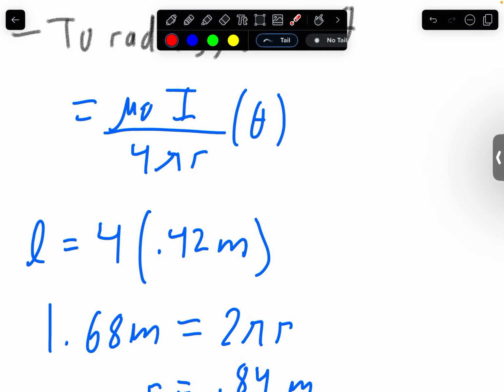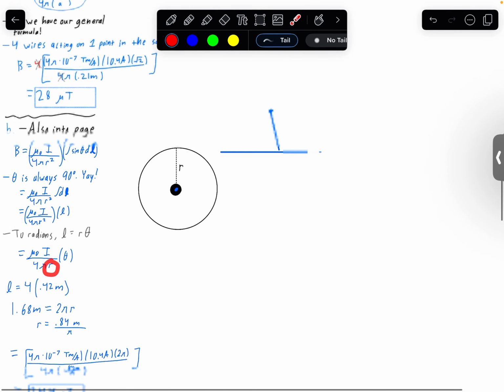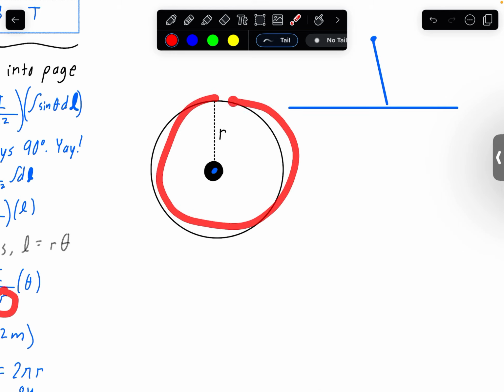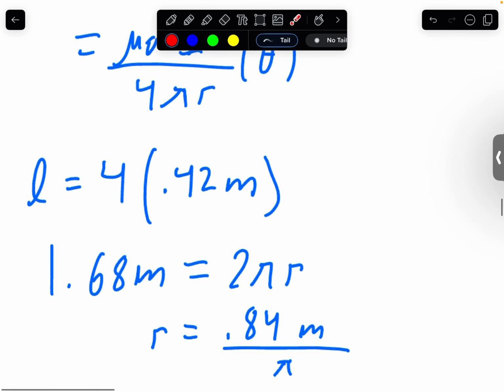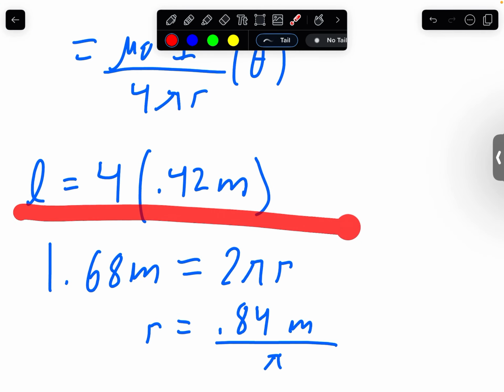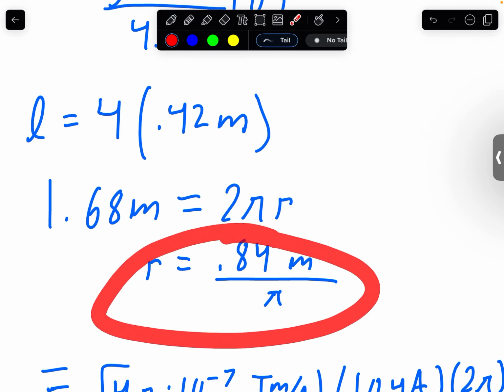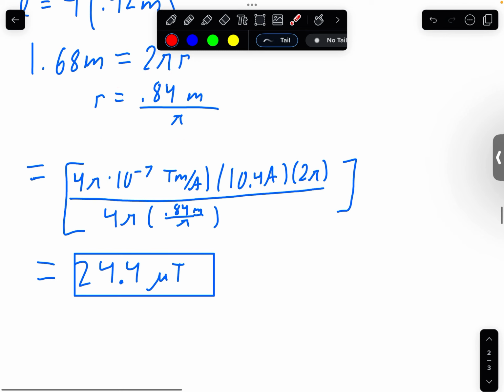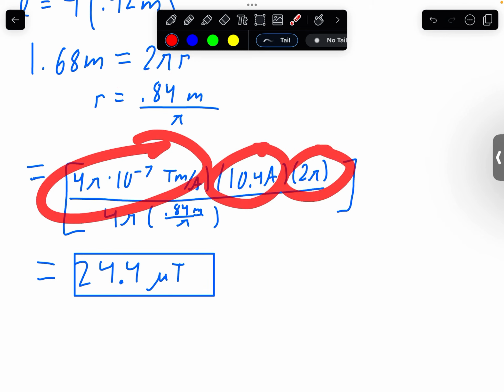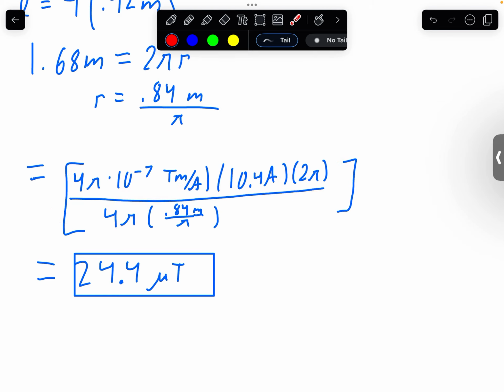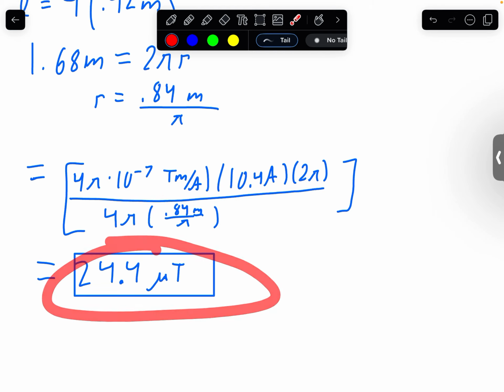Now, what about this r value? We have a new circle, but they're using the same length as all of that square material in a new circle. A little weird. So we do know the circumference is all the length of the sides of the squares. We set that equal to the circumference, and then solve for r. Perfect. Now we have everything we can plug in. Constant, current, 2 pi, 4 pi, constant, and then 0.84 meters over pi, and we get 24.4 microtesla.